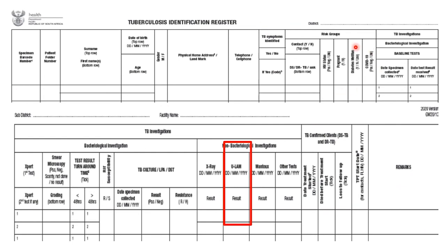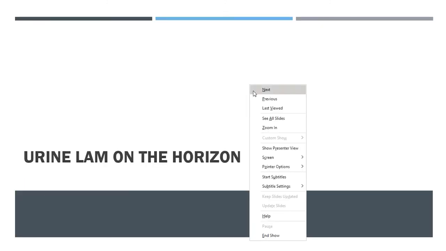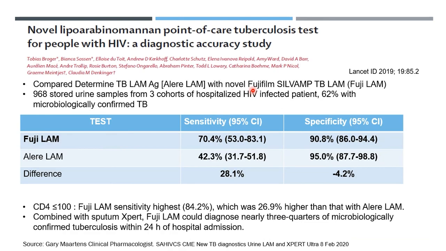This will be found on the left-hand side of the register, where you would enter the patient's details, and on the right-hand side of the register under the non-bacteriological investigations, you would enter the results from your urine-LAM. Remember, we should not see a urine-LAM without a GeneXpert Ultra and/or other diagnostics, depending on what that Xpert result is. You would collate all of these results at the bottom, and on the next page, you would document on a monthly basis what your positivity rate was in terms of the urine-LAM.